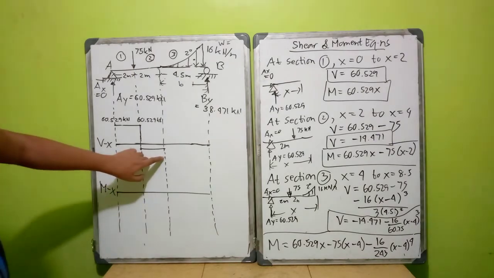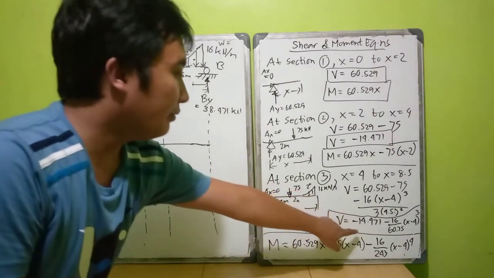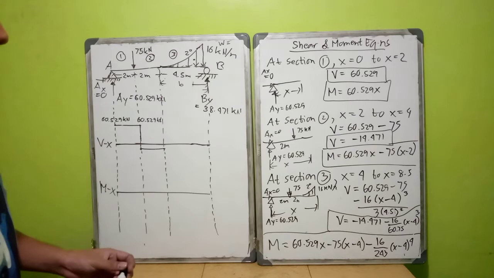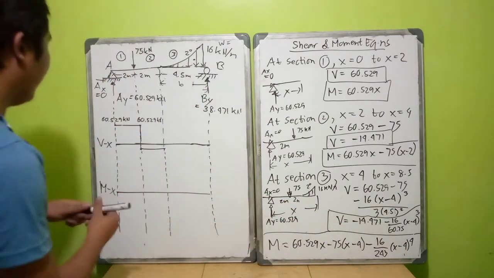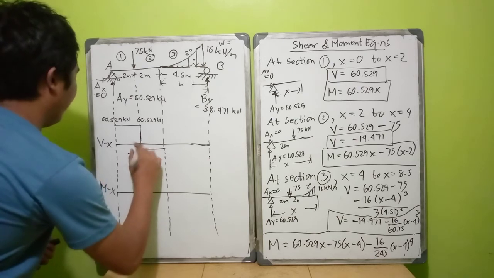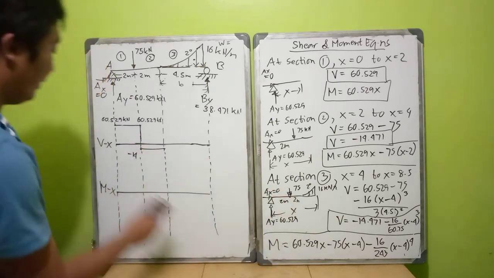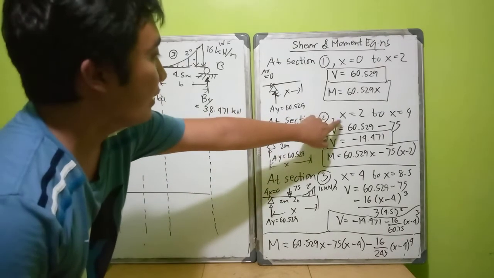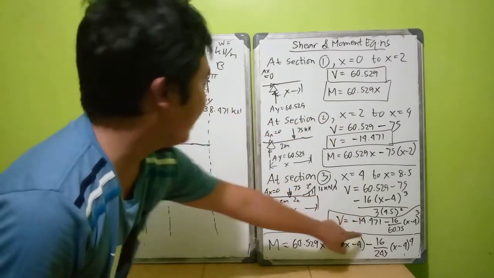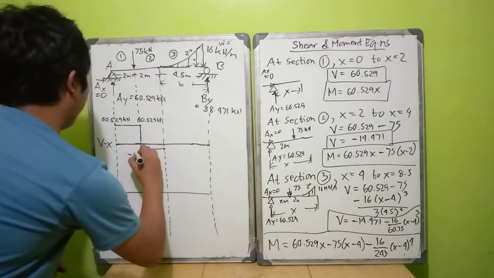And then, at section 3, we have this formula, okay? So, see, at x equals 4, it will become negative 14.471. Also, obviously in that formulas, either when you use this formula or this formula, you get negative 14.471.